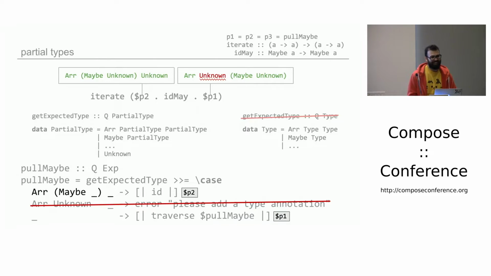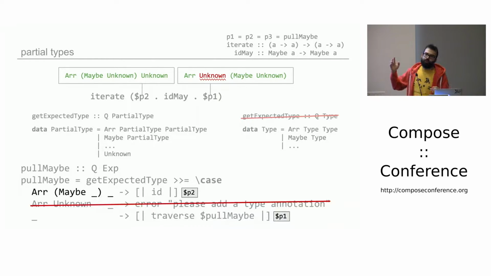And so our pull maybe implementation was dumb. It did not take into account the existence of the unknown constructor, because we thought it was returning a type, not a partial type. And so what it does is it pattern matches against the values we're giving, and if it doesn't match, it falls through and returns traverse of something.